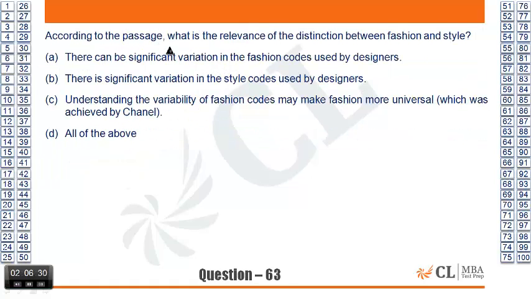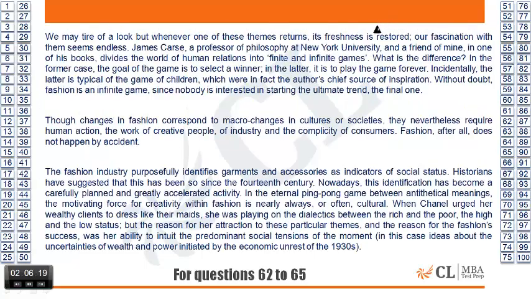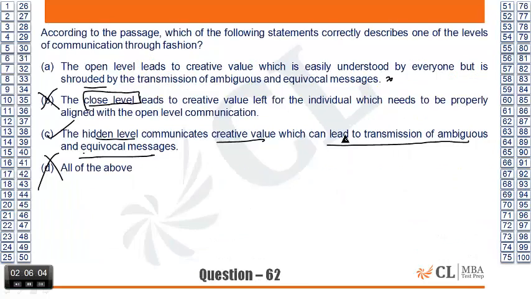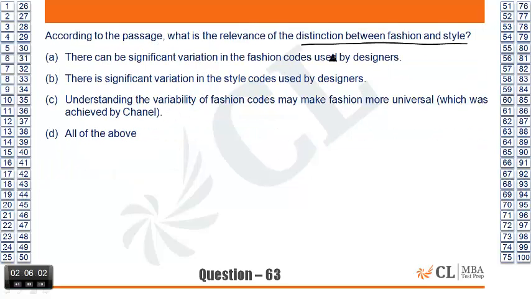Let's go to 63. According to the passage, what is the relevance of distinction between fashion and style? You remember seeing it? I remember seeing it, paragraph number 2. Fashion, style. I remember that here somewhere. If we agree that fashion is a language, we should emphasize very sophisticated one and a complement, a tool of articulate supporting words rather than substituting them. And if we agree that fashion is distinct from style, we must admit that its acknowledged codes are variable. That's what it says, okay. There can be significant variation in fashion codes by use of designer. Makes sense. There is significant variation in style codes.